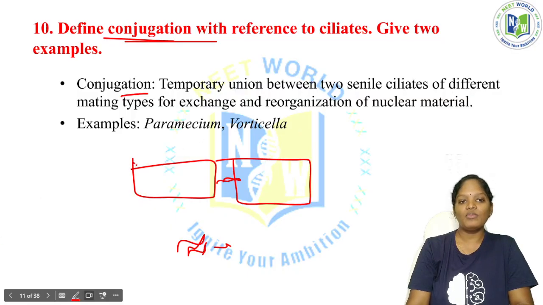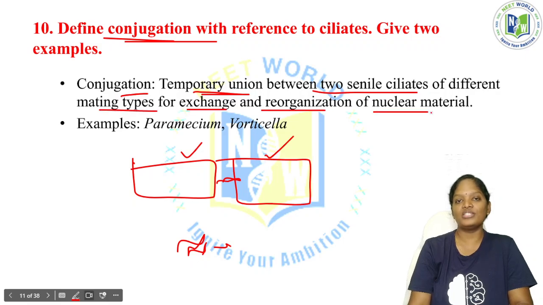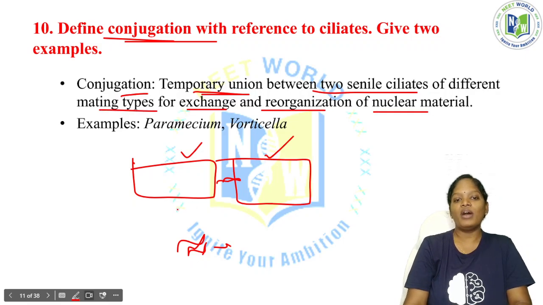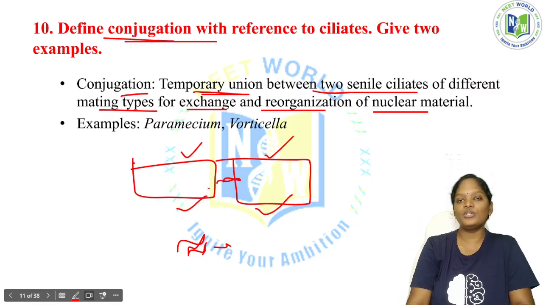See, this is one bacteria or any other organism. This is one organism and this is one organism. There will be a temporary union between two senile ciliates of different mating types for exchange and reorganization of nuclear material. Why do these two individuals have to join together? Just to exchange their genetic material. So that is what we call sexual reproduction. The examples are Paramecium and Vorticella.